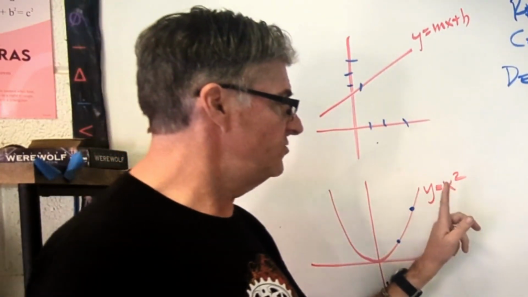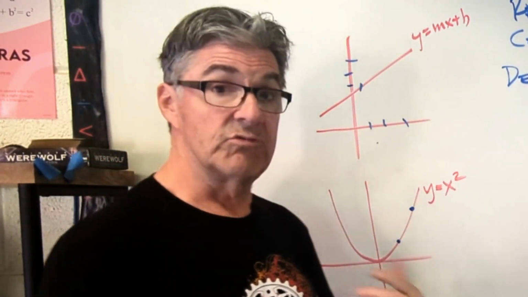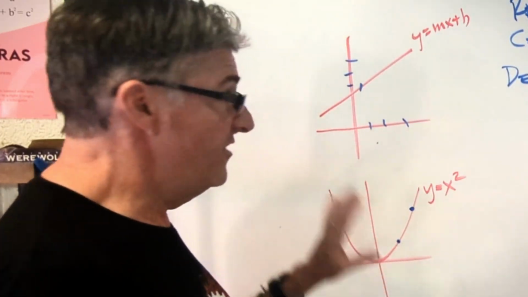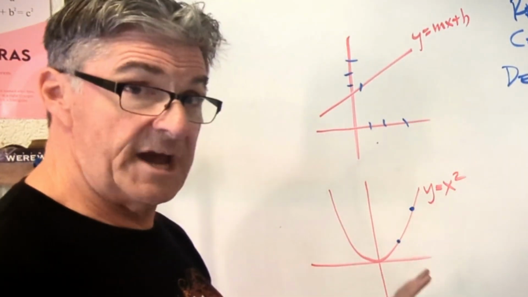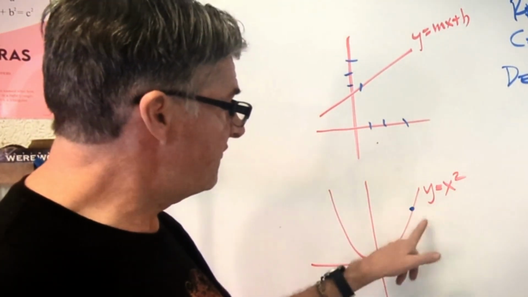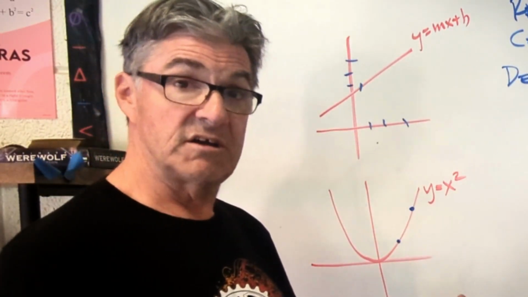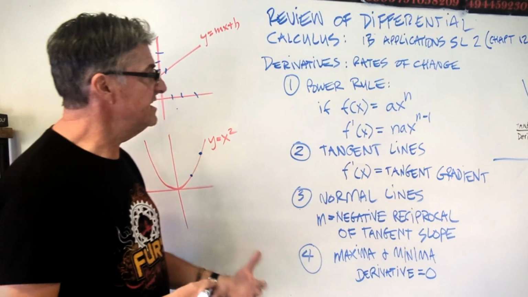So this applies to quadratics, to cubics, to rationals, to exponentials, all kinds of functions. So this whole section, this whole chapter is dealing with finding rates of change for curved functions. So that's the overall context. Okay, back to my list.